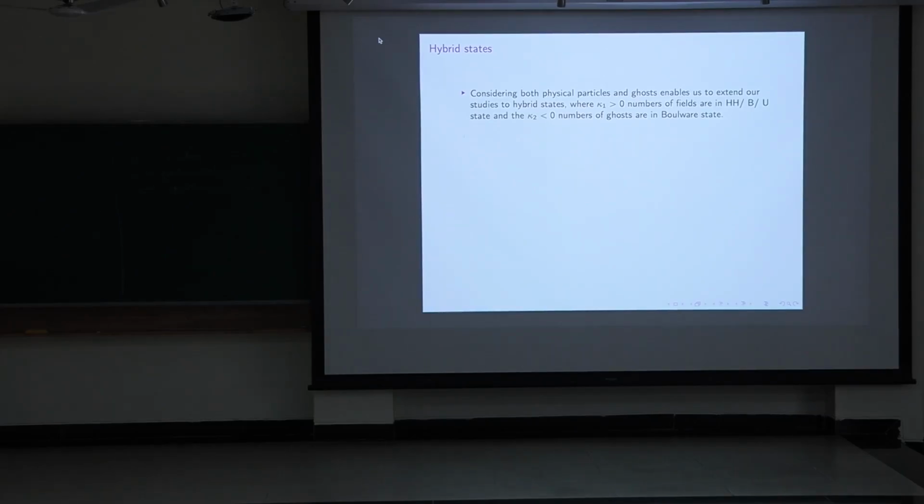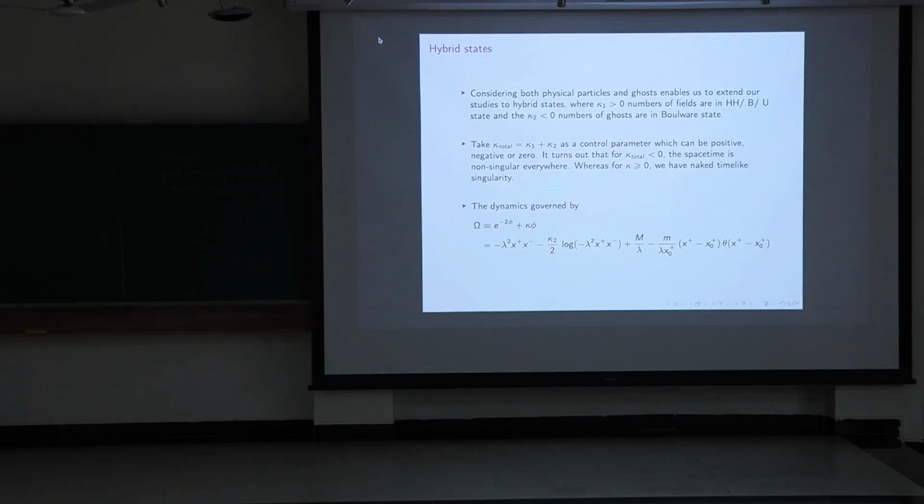So what you can also do is study both physical and ghost particles together and construct some sort of hybrid state. You can think that you take some kappa 1 number of fields in either the Hartle-Hawking, Boulware or Unruh state, and kappa 2 number of ghosts, let's say in the Boulware state. Then you can study what happens if this kappa total becomes positive, negative or 0, and you get some interesting solutions. The dynamics is governed by this equation now, and because kappa 2 number of fields were in the Boulware state, they appear here, and this equation looks strikingly similar to what we had before. M is the mass of the matter field that was falling in.